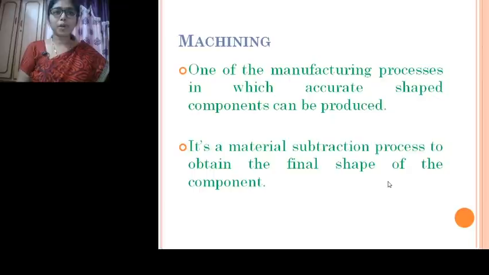In a casting process, the number of defects obtained is much higher and the surface is not that smooth. Whereas in a machining process, we can get the desired surface finish on the component. This process can also be called a material subtraction process, since we remove the material to get the final shape of the component.